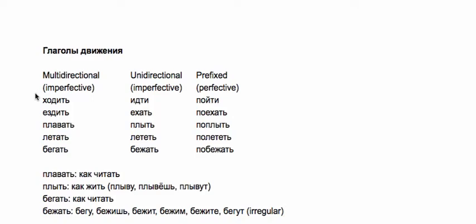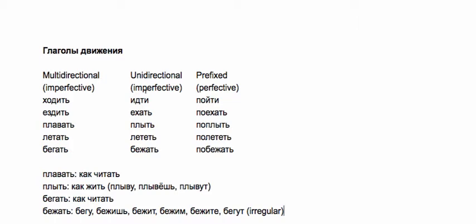In this video, we're going to do a review, but also a little bit of a preview of verbs of motion, глаголы движения. So we have multidirectional, unidirectional, and then prefixed verbs. Multidirectional and unidirectional are both imperfective. And then when we add the prefix to the unidirectional verb, we get the perfective verb. So we have the ones that we're quite familiar with. Ходить, идти, пойти, ездить, ехать, поехать.